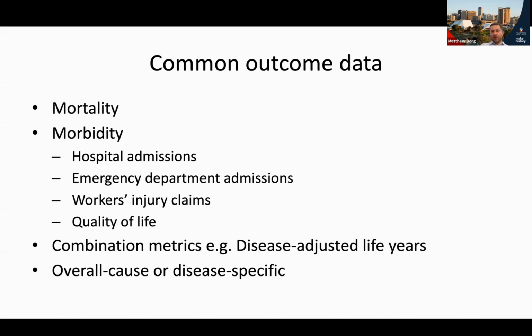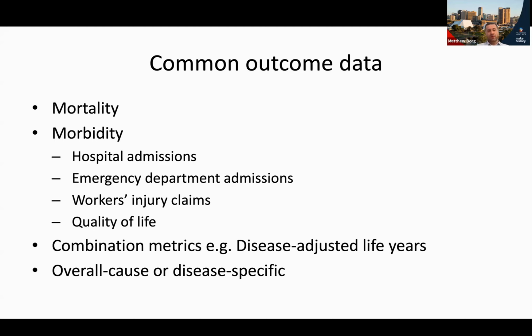So, common outcome data checked for health outcomes are typically either mortality or morbidity. Mortality is measured as the number of deaths. Morbidity can be measured in many ways. Common measures include hospital admissions, so inpatients, emergency department admissions, ambulance call-outs, workers' injury claims, and quality of life. There are some metrics that can combine both mortality and morbidity, such as disability-adjusted life years.